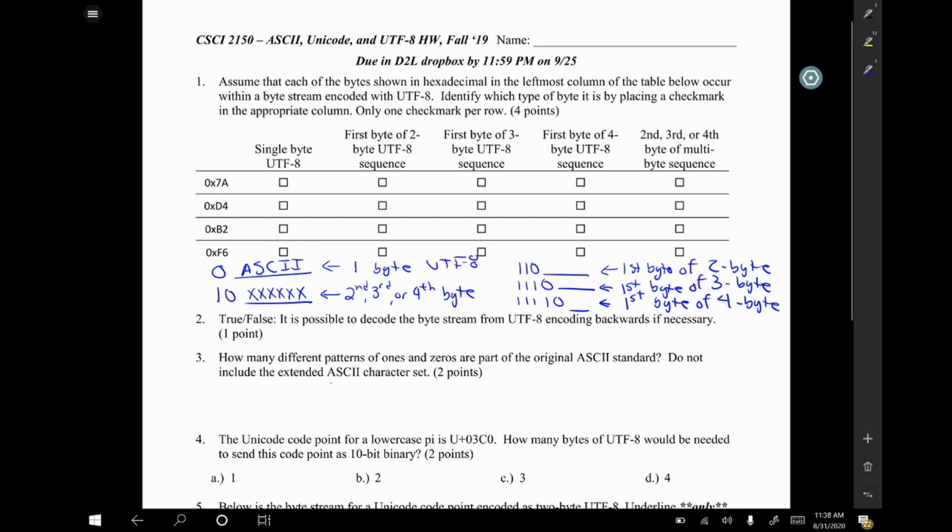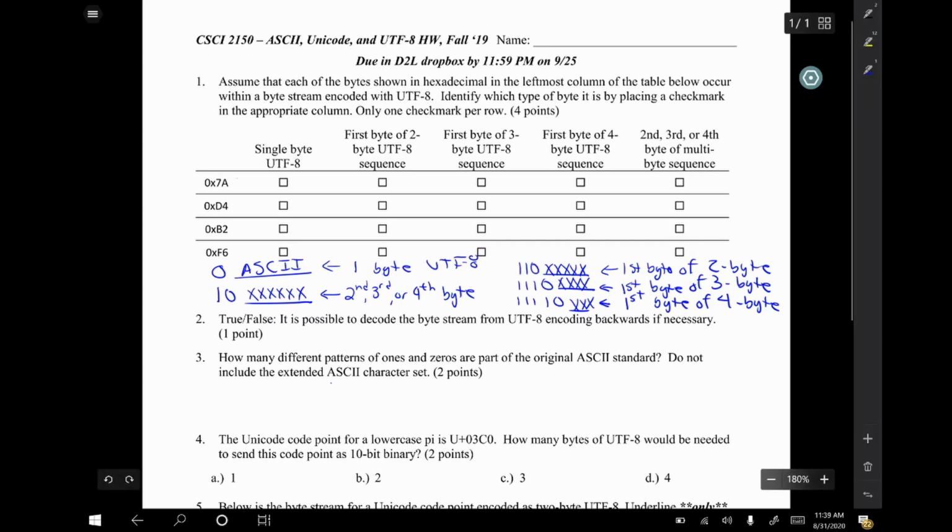So the first byte of a 2-byte sequence leaves 5 bits, 1, 2, 3, 4, 5 bits, to carry a Unicode code point. For the first byte of a 3-byte sequence, there are 4 bits available to us. And for the first byte of a 4-byte sequence, there are 3 bits available to us. So this first problem is really quite simple. All you have to do is convert each one of these hexadecimal values to the corresponding binary value. Once you find the binary value, you can figure out which of these 5 patterns it starts with. So let's start with the 7A.